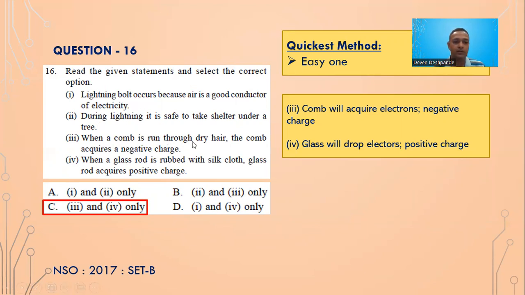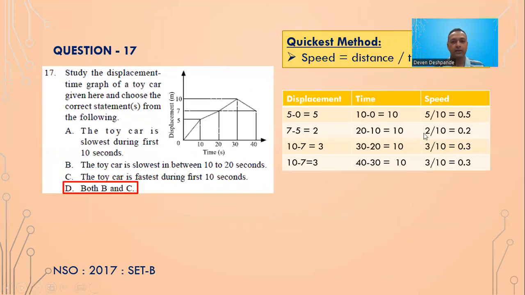Then, when a comb is run through dry hair, the comb acquires negative charge. So 3 is correct because this experiment you may have done. And when you put paper against that comb, the paper will stick to the comb because the comb is negatively charged. And when a glass rod is rubbed with silk cloth, the glass rod acquires positive charge, isn't it? Because glass will drop electrons, so it will get positive charge, but the comb will acquire electrons, so the comb gets negative charge.